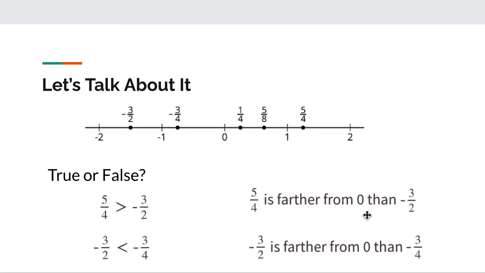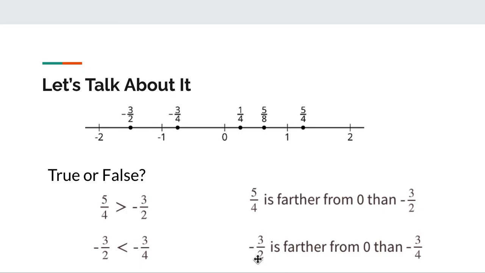5/4 is farther from 0 than -3/2. Oh, that's an interesting one. So 5/4 is over here. -3/2 is over here. Which one is further from 0? Well, it looks like -3/2 is further from 0. And that makes sense because that's, as a decimal, -1.5. Over here, this is positive 1.25.